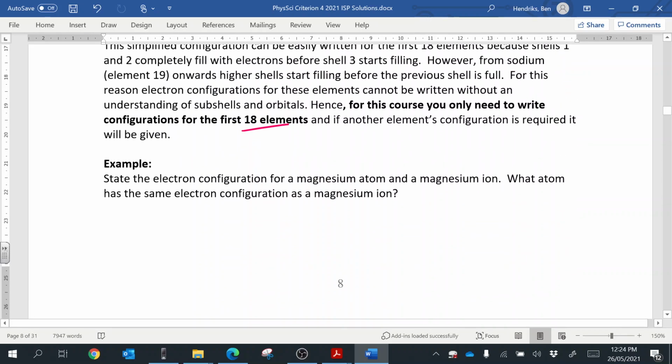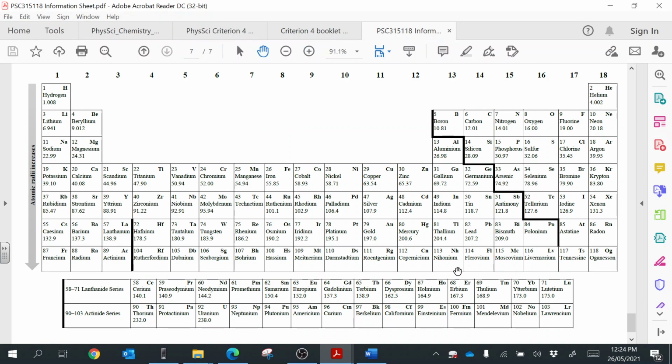So state the electron configuration for a magnesium atom and a magnesium ion. What atom has the same electron configuration as a magnesium ion? Okay, so let's have a look at magnesium. Go to the table, let's find magnesium. Here it is. Magnesium is 12, so it has 12 protons.